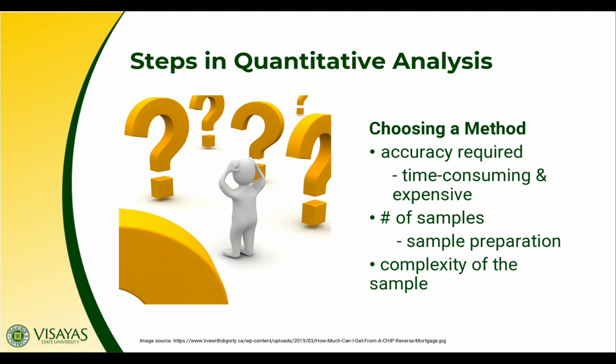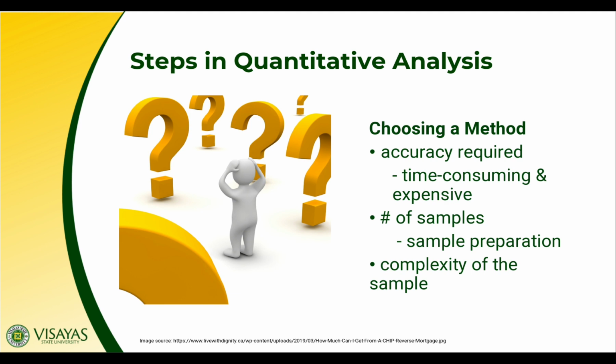So when you choose a method, first and foremost, we may consider the accuracy that is required. But of course, if you consider a very high accuracy type of method, the drawback here would certainly be being time consuming and very much expensive. So if you have the money, if you have all the time you need, then you could opt for a method that could yield a very high accuracy.